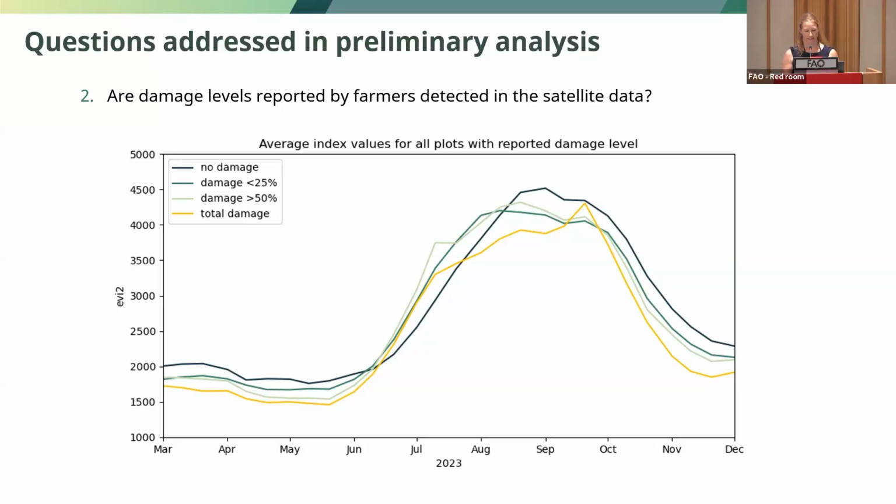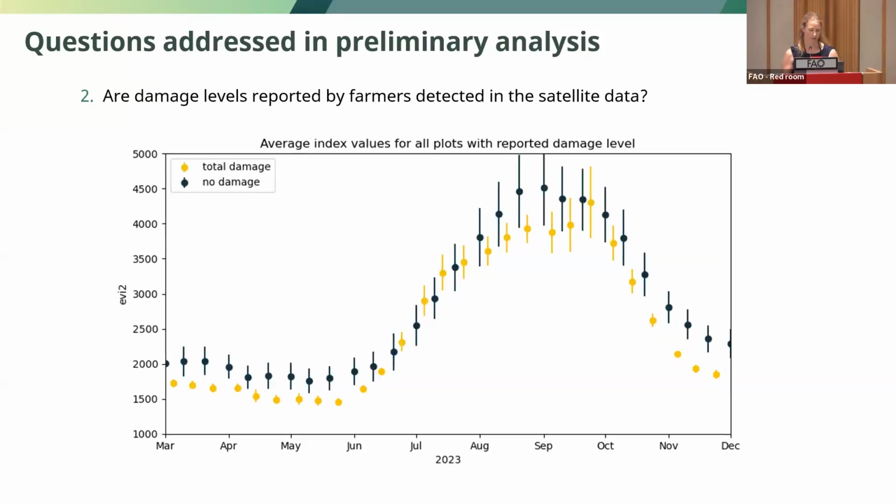So this is showing that there is a difference between, for example, the no damage, which is the black line, compared to the total damage plots, which are the yellow line. There's a significant difference there. But one thing I want to point out with this is there's also a significant difference from the beginning prior to planting and also post-harvest. So these less damaged fields tend to be in more fertile areas. This is just adding the confidence interval so we can confirm that, yes, the difference is significant.